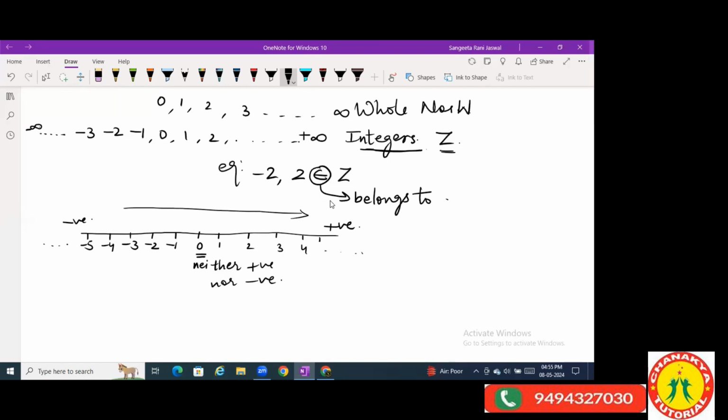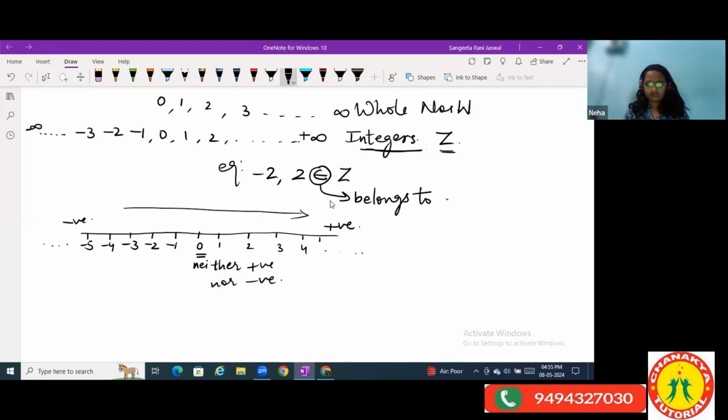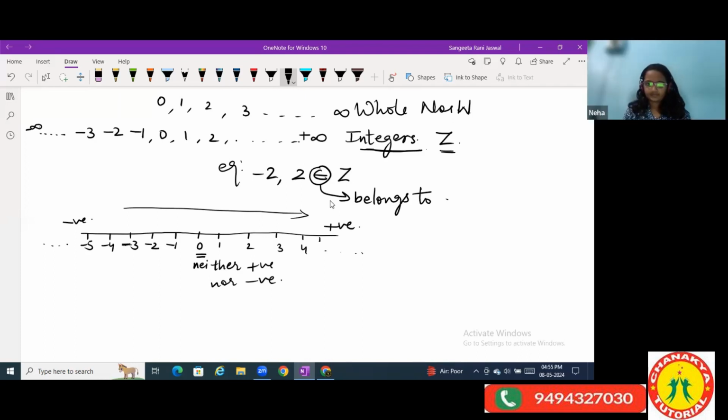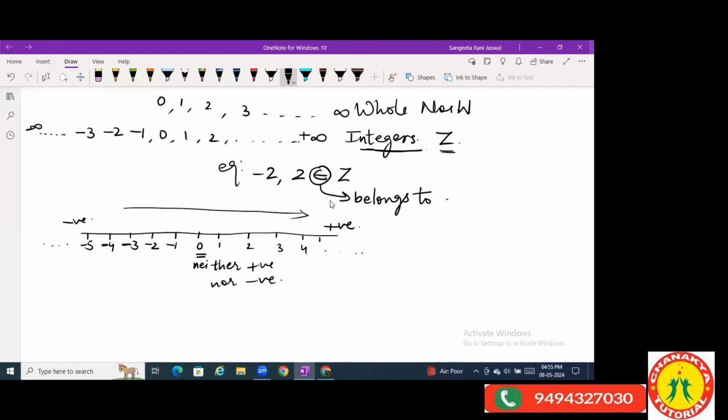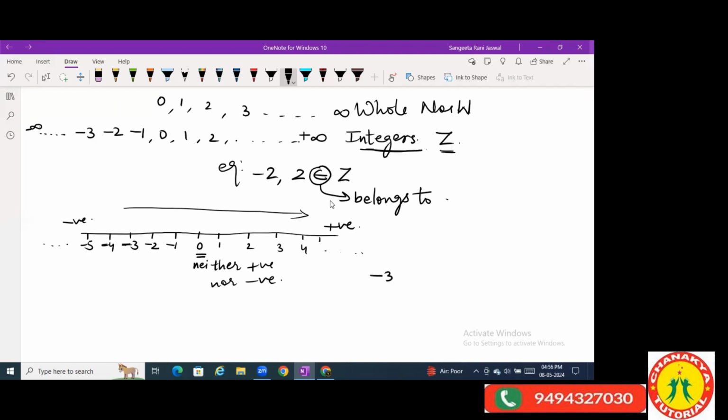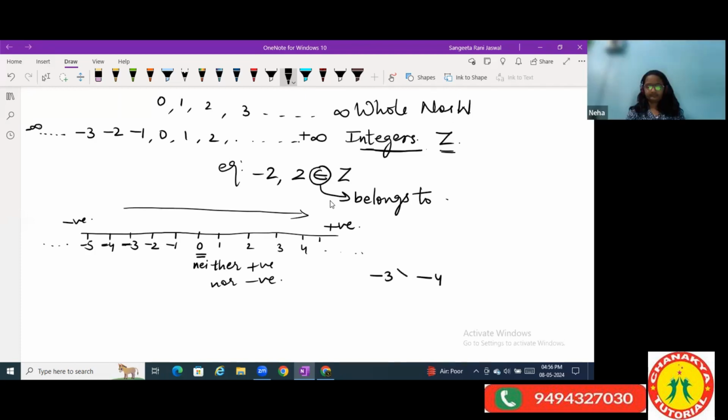Minus 1 is greater than minus 2. Minus 2 is greater than minus 3. Minus 3 is greater than minus 4. So the order is reversed this side. As we change the sign, the order also gets reversed. Initially, we know that 4 is greater than 3. But if we apply a minus sign, then minus 3 becomes greater than minus 4, no?